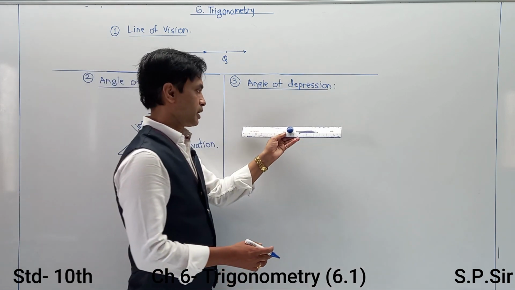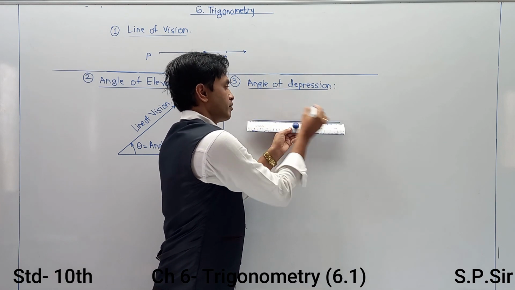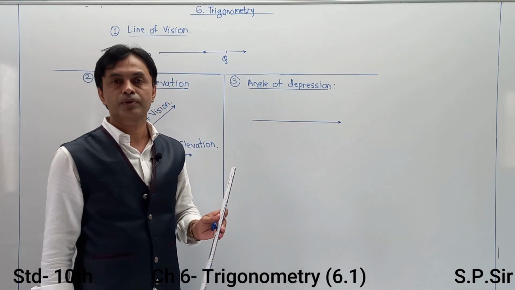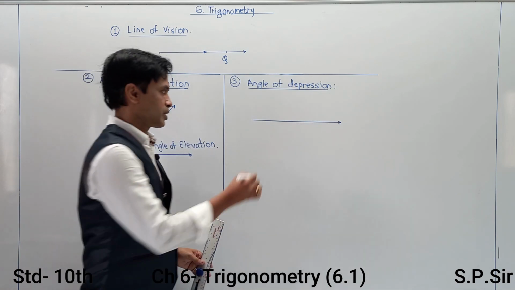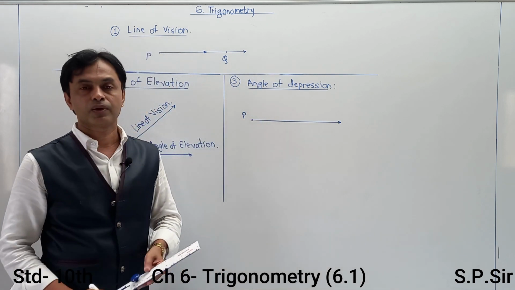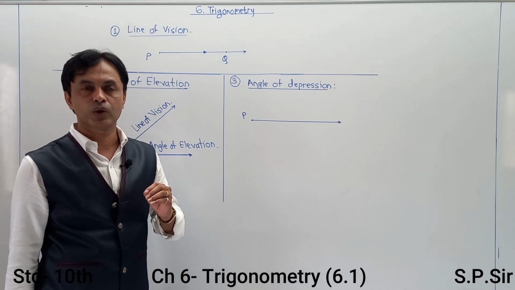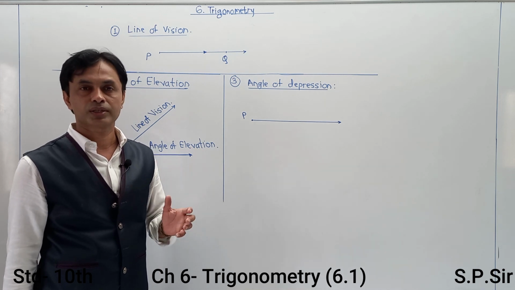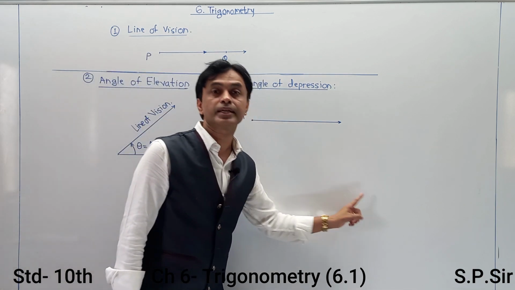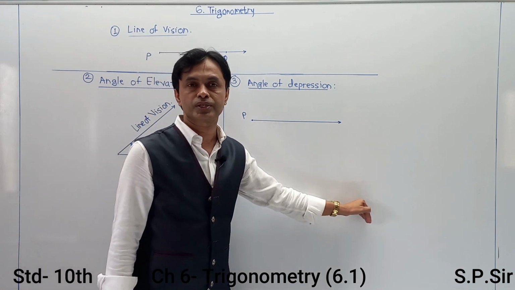Now, let us say this is the horizontal line which is parallel to your ground surface. Your person is over here. Let us say you are at a top position, at the top of a building or a hill station or some particular height. And now you are going to observe something in a downward direction. I repeat, you are going to observe something in a downward direction.